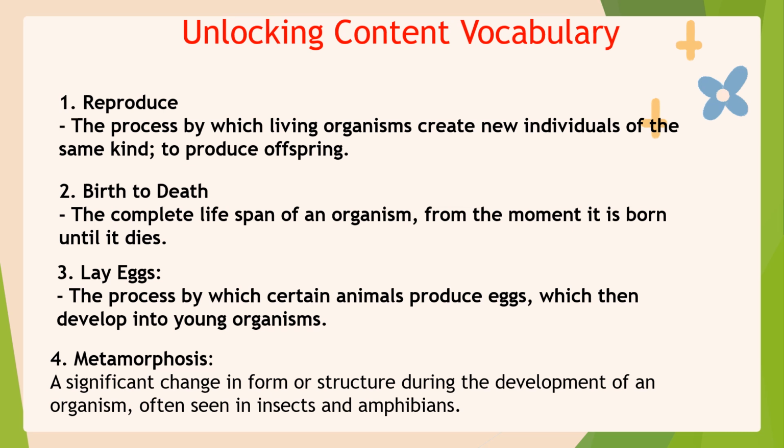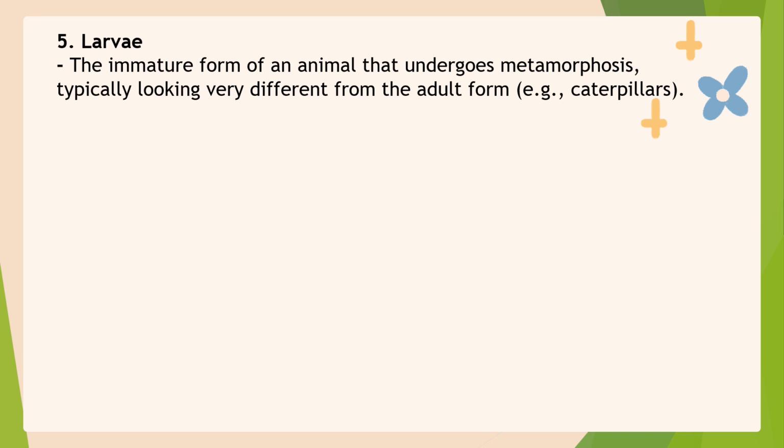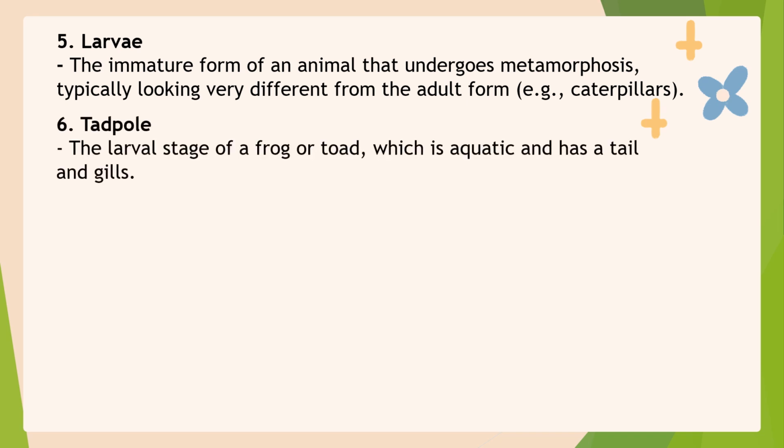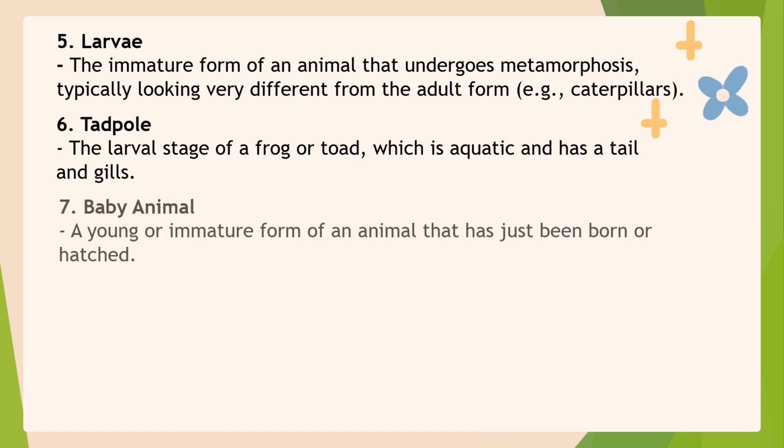Number 4, metamorphosis. It is a significant change in form or structure during the development of an organism, often seen in insects and amphibians. Larvae. It is the immature form of an animal that undergoes metamorphosis, typically looking very different from the adult form. Tadpole. It is the larval stage of a frog or toad, which is aquatic and has a tail and gills.